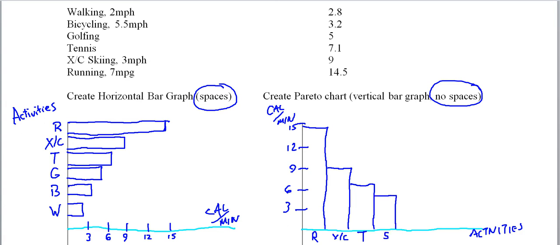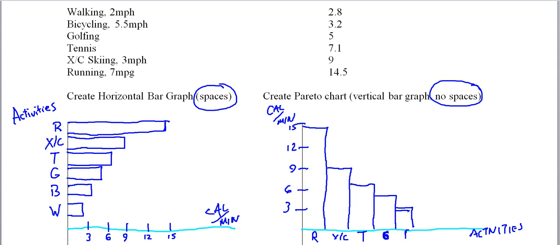And then bicycling. Almost went up the chart. Bicycling was at 3.2. That's a little on the low side. Let me make that a little better. All right, so there's golf. There's bicycling. Oh my goodness. There's tennis and golfing. Sorry, my pen put an S there.